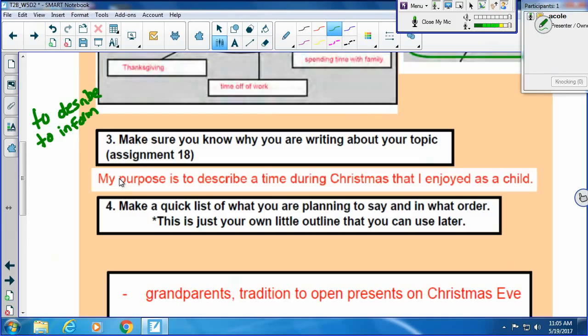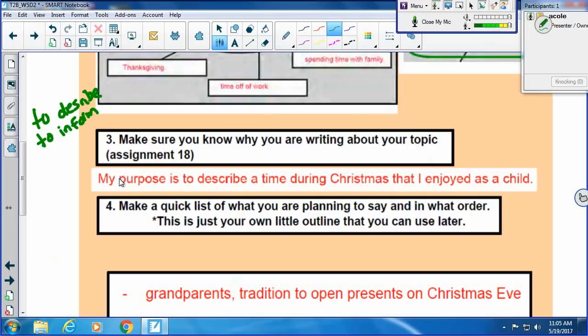Really, what I'm looking for in terms of details in the middle of your paragraph is 6 good sentences. And of course, we'll get into the topic and concluding sentence as well, because those are very important. We'll get into that today. So really, for your paragraph, I'm looking for 8 sentences altogether. All right, so describing goes into more detail than informing.